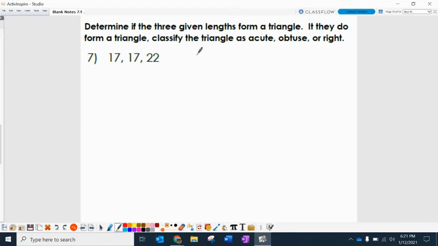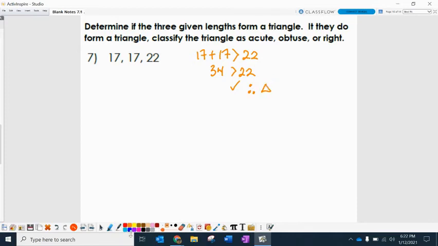Are our two smallest sides, 17 plus 17, is the sum of the two smallest sides greater than the third side? Remember, we're checking to see that if these two sides were at either end of the largest side, would they be able to meet each other to form a triangle? In order to be able to touch each other when they're attached to the ends of the largest side, together they have to be longer than that largest side. So is 34 greater than 22? You betcha it is. Therefore, this is a triangle.